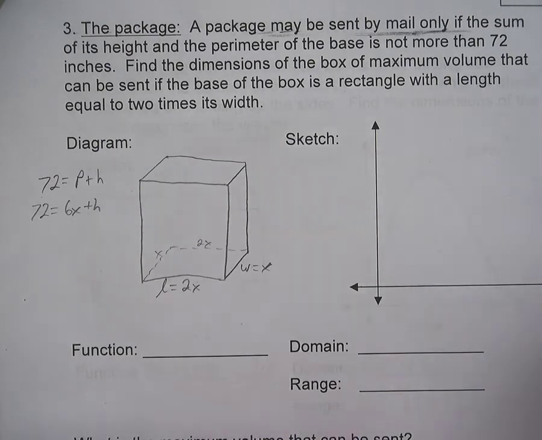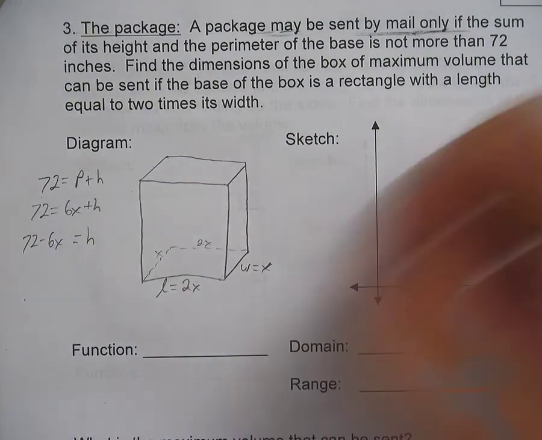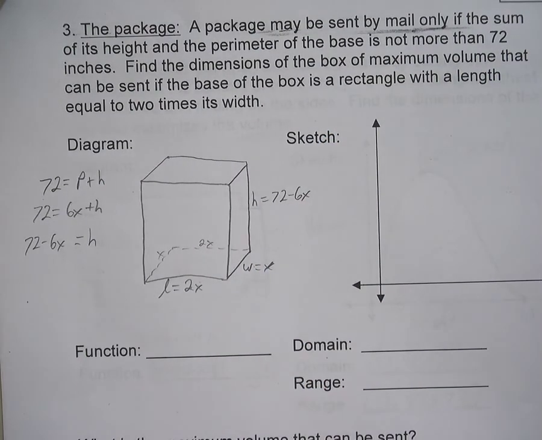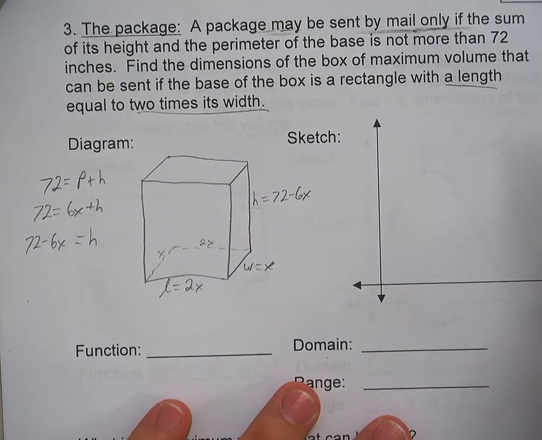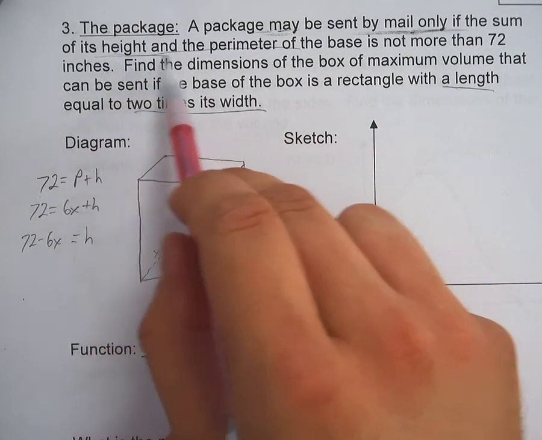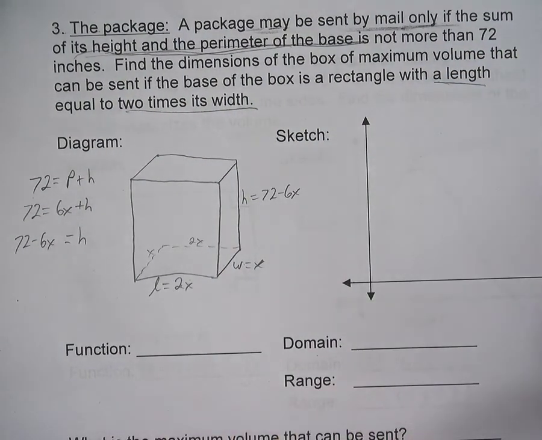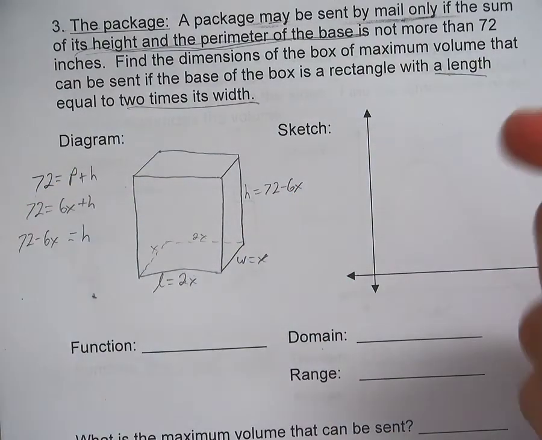Fantastic. Now you can come up with the height. So the height is 72 minus 6x. Solve for h. That's the jump there. Understanding that the length is equal to 2 times its width is the key to unlocking the whole sum of its height and perimeter of its base. I can pick a letter like length or width, and I can express it using x. And once you do that, then you can express the other one using x.